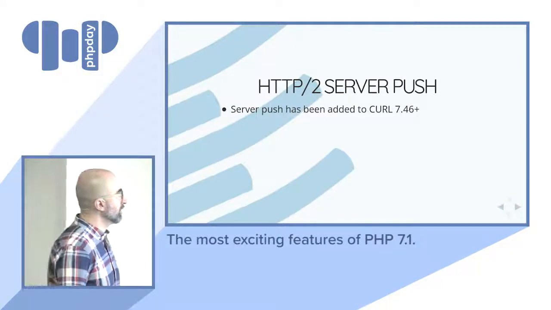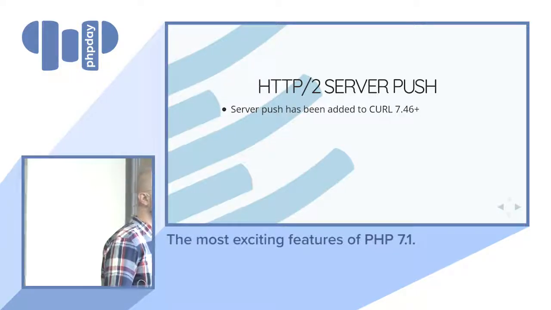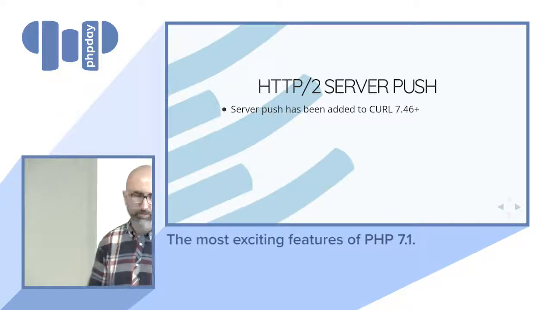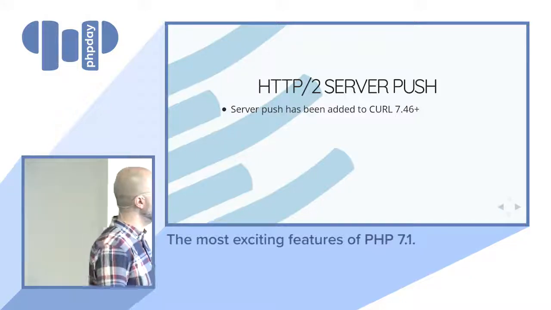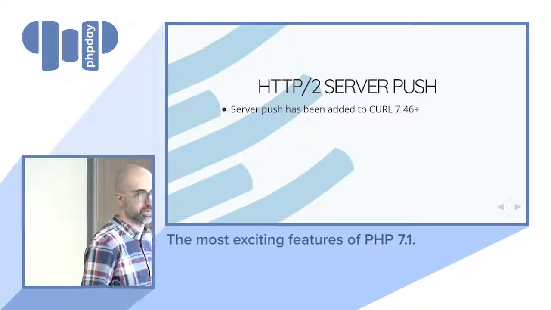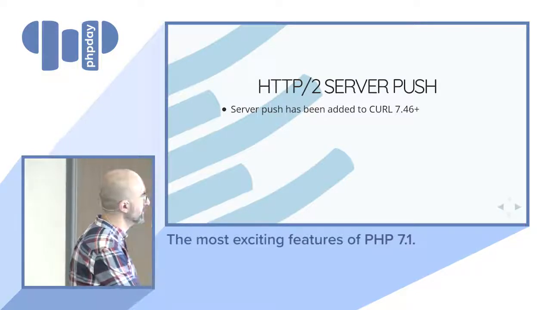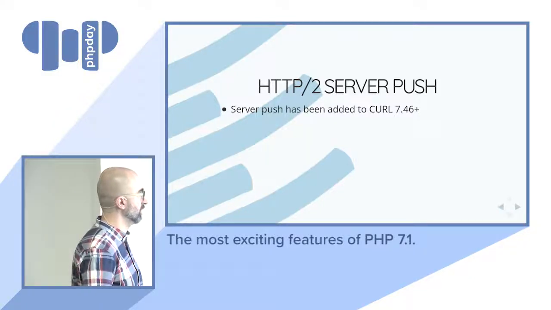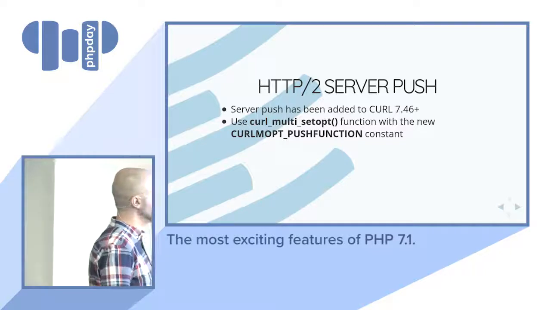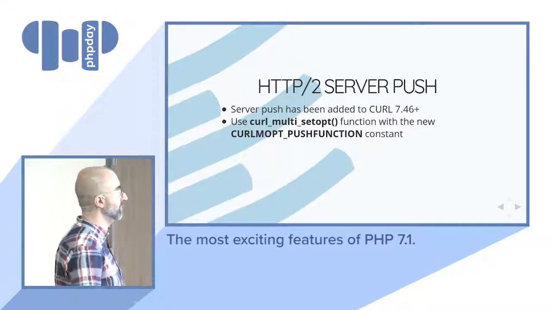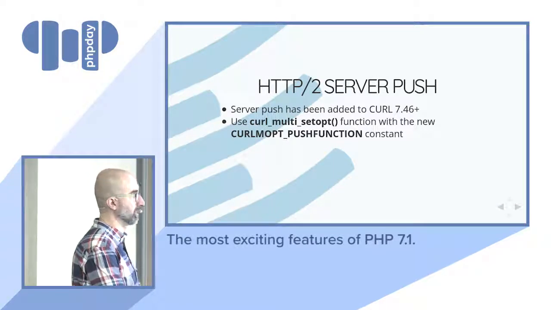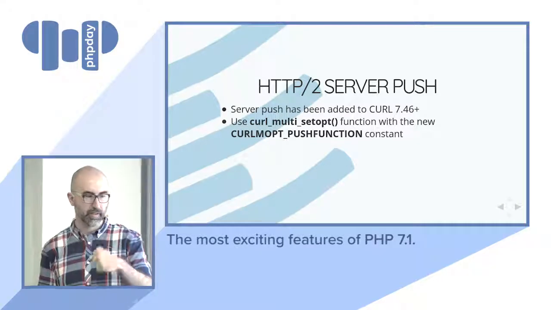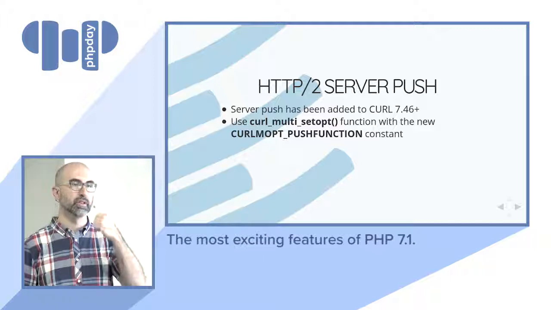Okay, another feature that can be interesting if you are looking for HTTP 2, the version 2 of the HTTP protocol, is the server push. Basically, they had it in curl, the famous extension for HTTP management, starting from version 7.46 and up, this server push function. In order to use it, you have to use curl_multi_setopt and pass this constant, CURLMOPT_PUSHFUNCTION. So here we want to implement the server push of HTTP2 using curl.